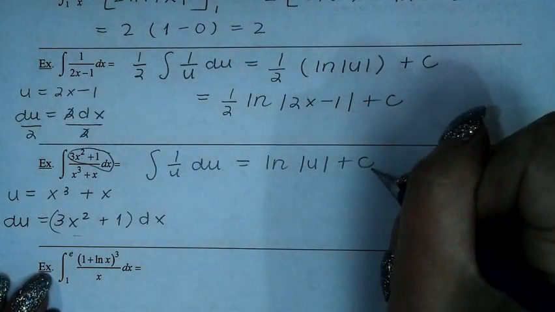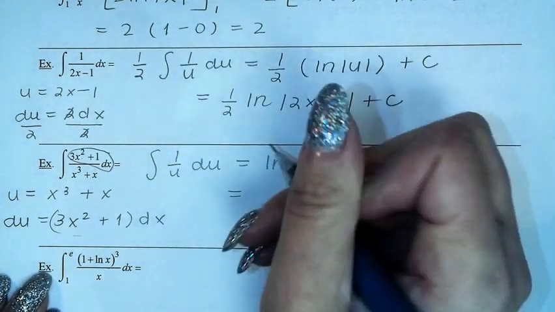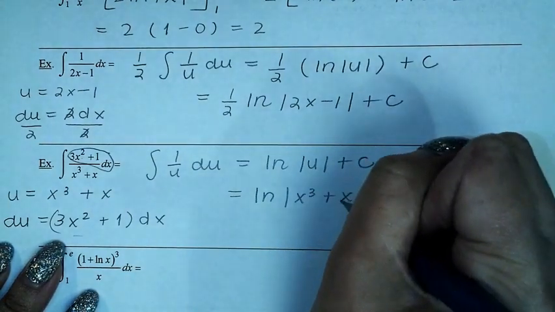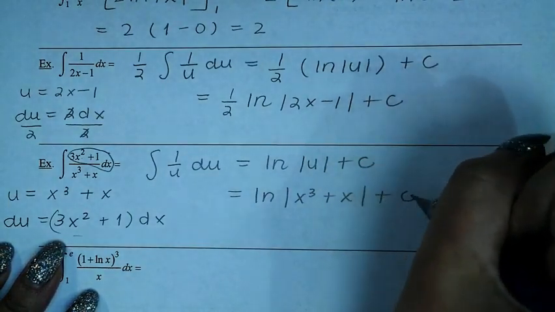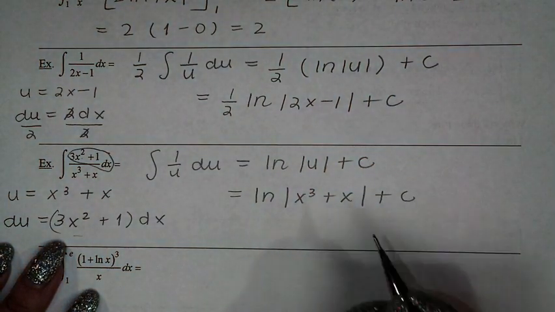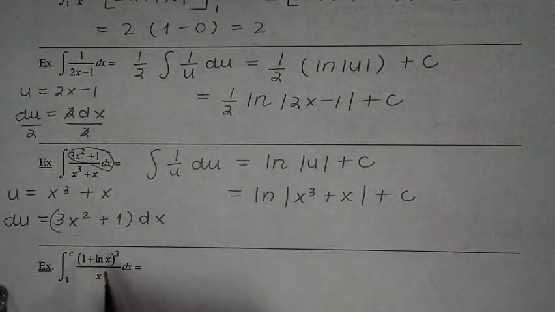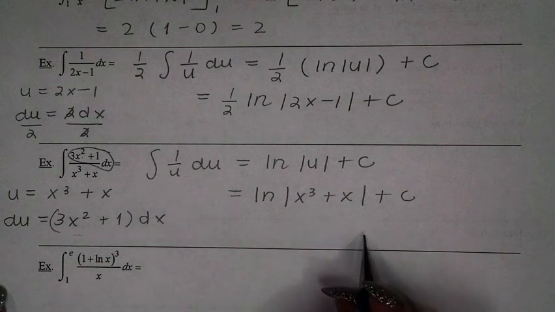Okay, so you have this. Then we replace the u for what? In this case it was x cubed plus x, and leave the absolute value there because this is an odd function, so you never know what you can get inside that. Okay, so that would be my final answer for this problem.